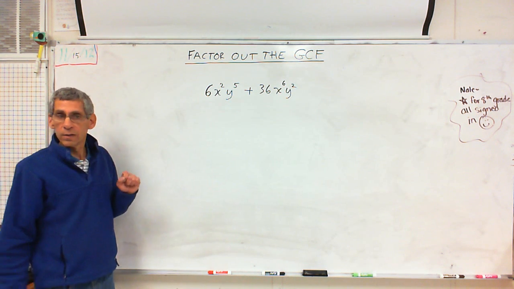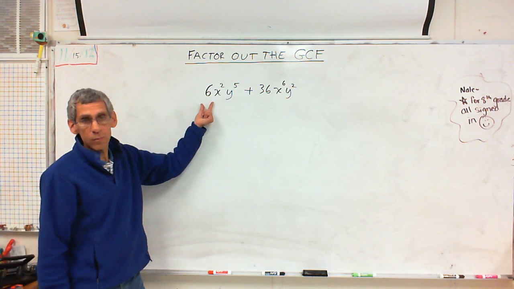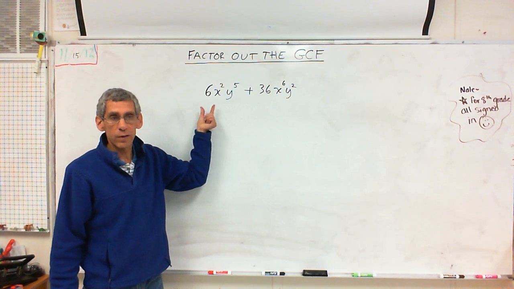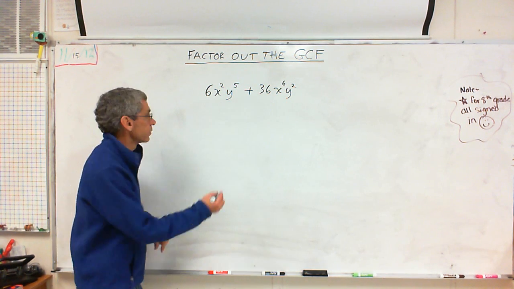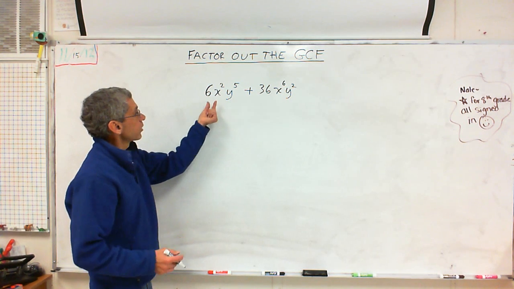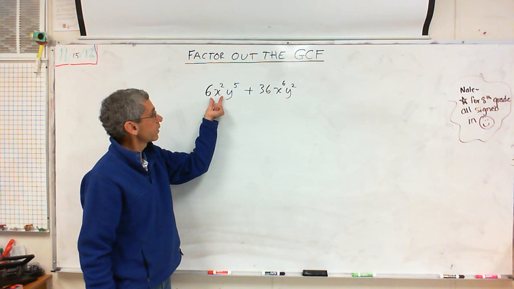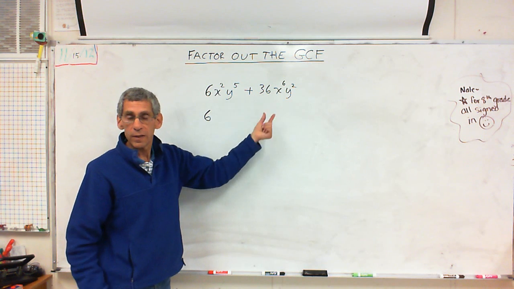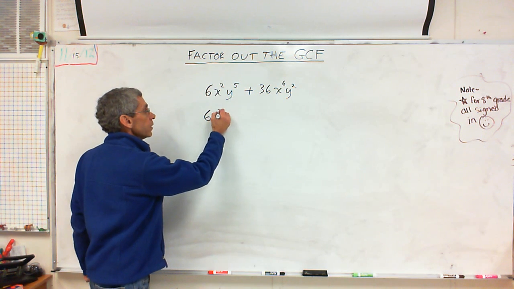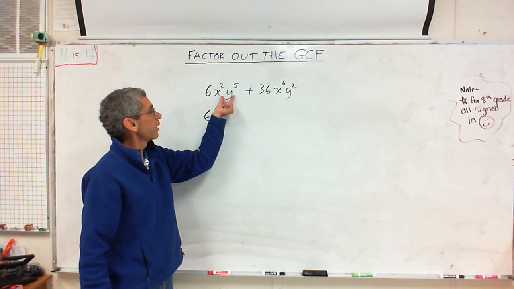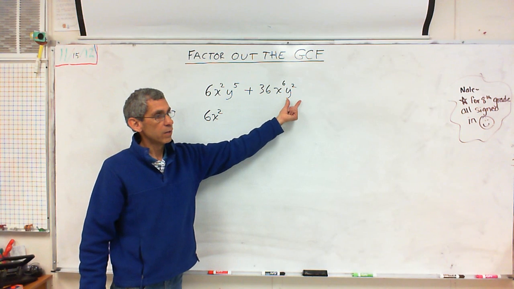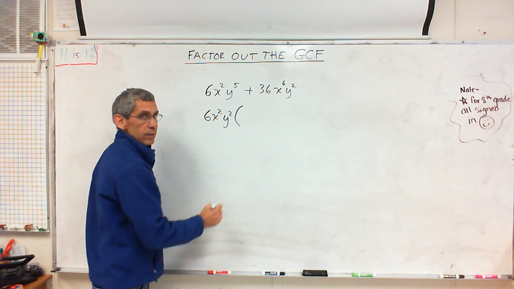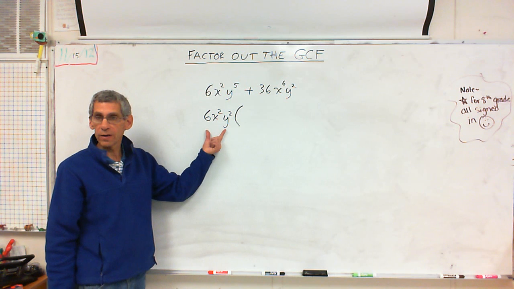All right. What is just the number? I'm just looking at the number first. 6 and 36. What is my greatest common factor? 6. So I write a 6 here. Now, just looking at the x squared and the x to the 6, which is my greatest common factor? X squared. So I write x squared. Now, just looking at my y's, y to the 5th, y squared. Y squared. Now I put my parenthesis. That's my greatest common factor.